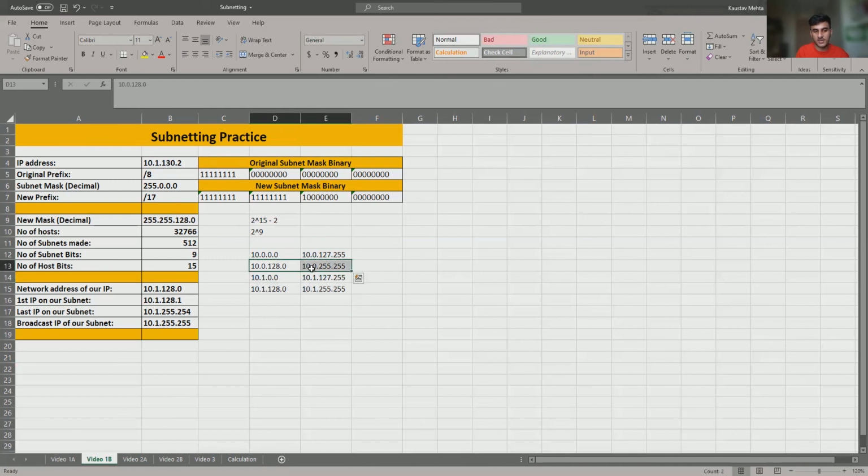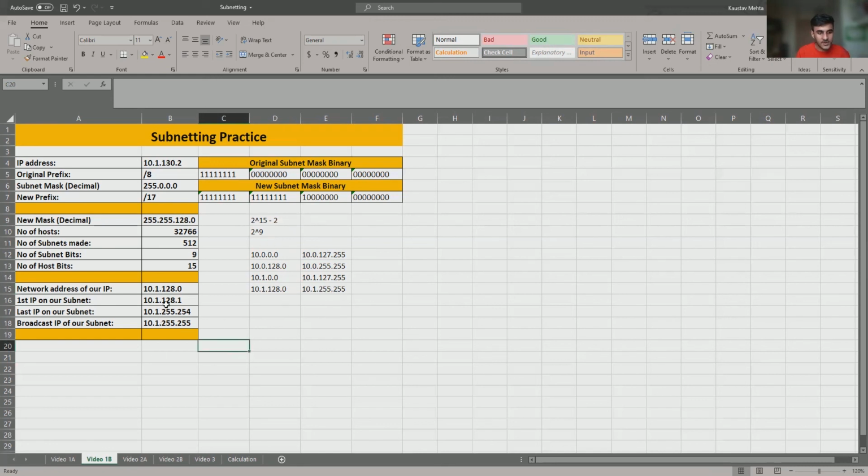So our range basically goes in this manner. It starts off with 128 because this is the third octet. This is the second one. Once you complete the third octet, you move on to the second octet, and then you go back to the third octet. So this is how we use a magic number if you're subnetting in the second or third octet.